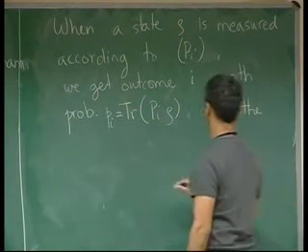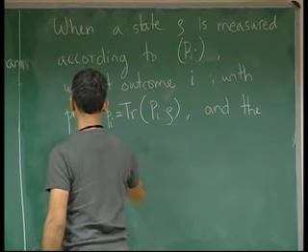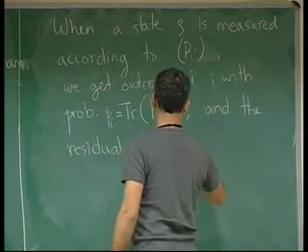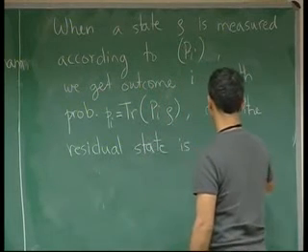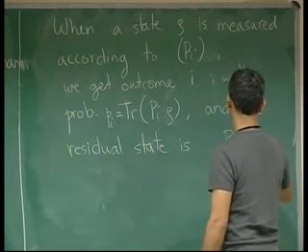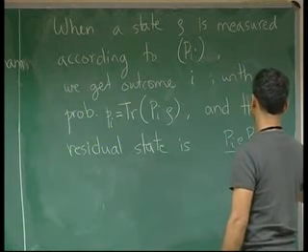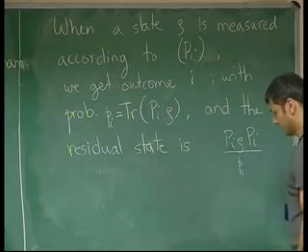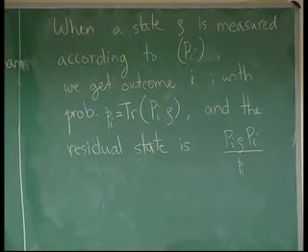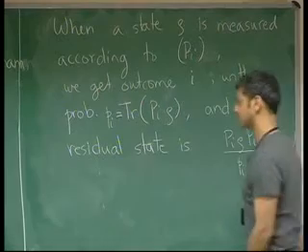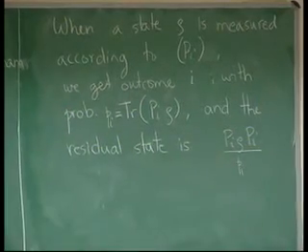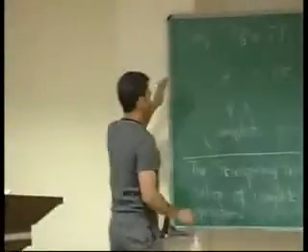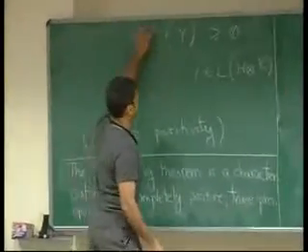And the residual state is basically pi rho conjugated with pi, divided by the probability that you observe outcome i. Now, this is not the only kind of measurement you might make. You might think of doing a more complicated experiment.